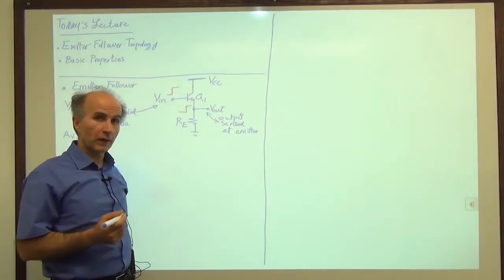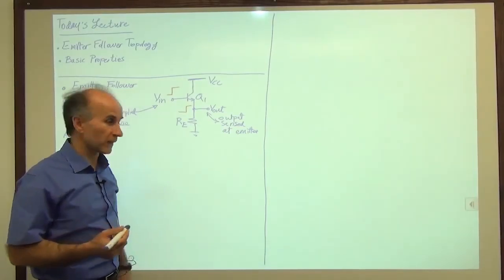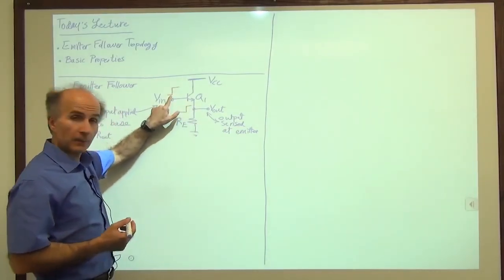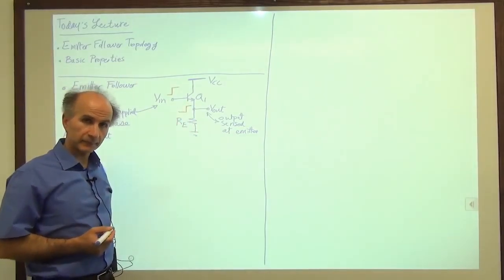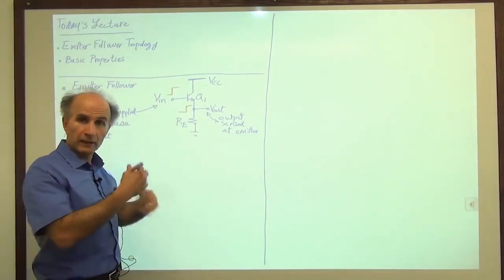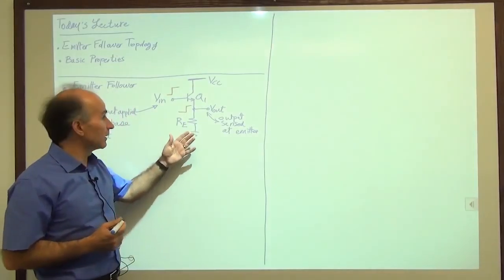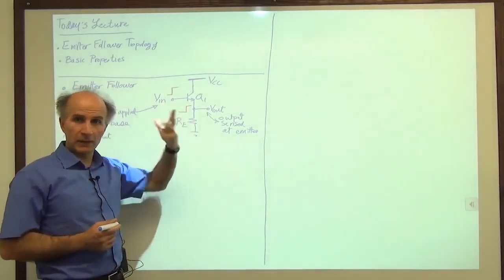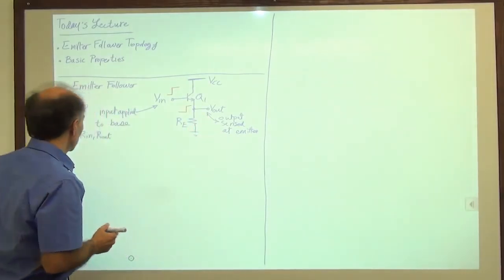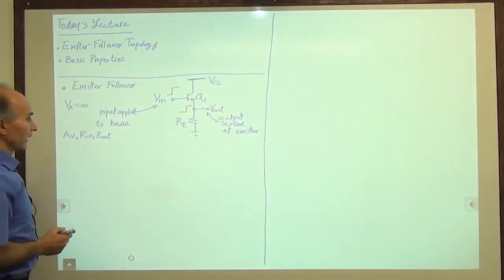But we also see why we call this a follower. We see that the output follows the input. Input goes up, the output goes up, and vice versa. All right, so now we can dig into the equations and see exactly what kind of gain we have, and input-output impedance, etc. All right, so let's try to find the voltage gain.